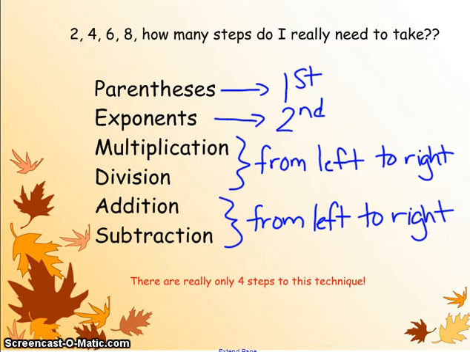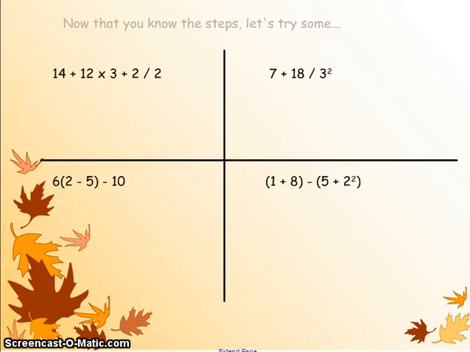So with algebra, what we've done is we've taken those 6 steps and we've now condensed them down into 4 steps for the order of operations, which will save you a little bit of time as well, and that's always a good thing. Okay, so now that we've gone over it, let's try some of these.